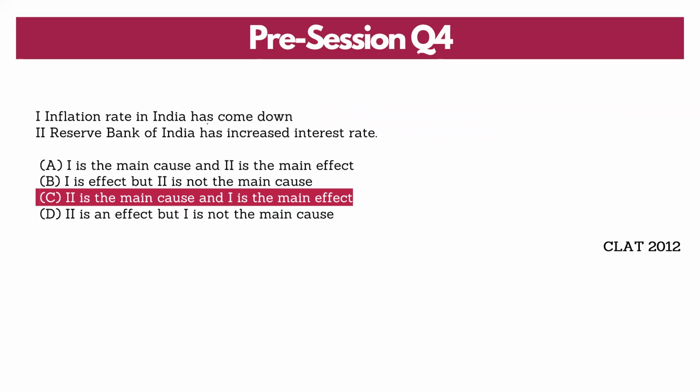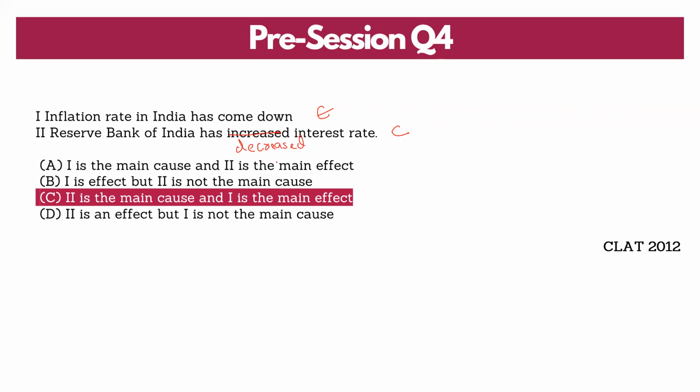Let us see. Inflation rate in India has come down. Reserve Bank of India has increased the interest rate. Once again, this could be the cause and this could be the effect. Inflation rate has come down. So why has it come down? Because the government has done something, right? So let us see. Reserve Bank of India has increased rate. Let me say that Reserve Bank of India has decreased interest rate.